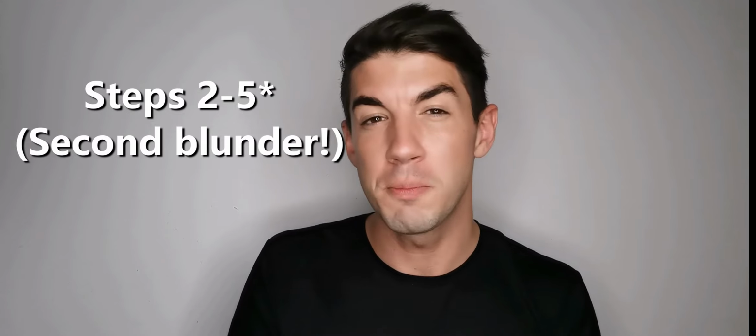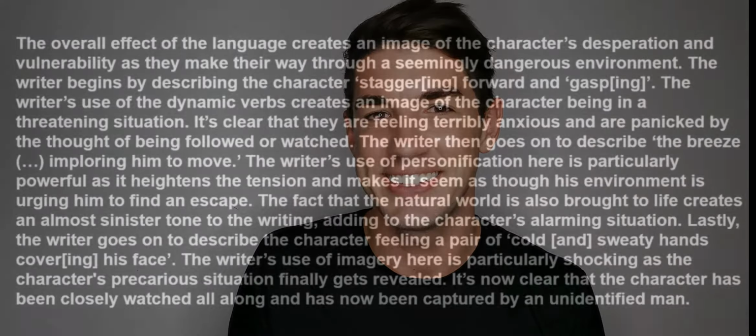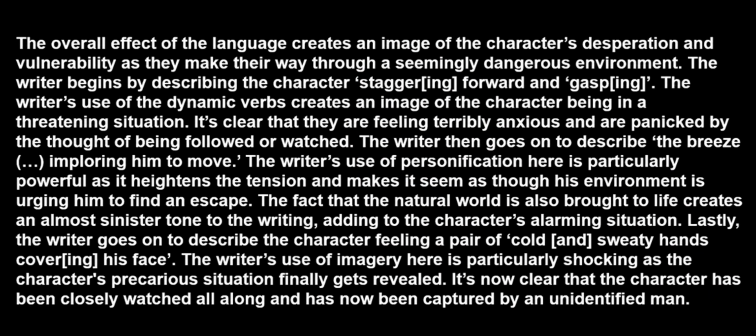So hopefully, if you manage to repeat steps 2 to 4 for both quotations, you should end up with a response which may read something like this. The overall effect of the language creates an image of the character's desperation and vulnerability as they make their way through a seemingly dangerous environment. The writer begins by describing the character staggering forward and gasping. The writer's use of the dynamic verbs creates an image of the character being in a threatening situation. It's clear that they are feeling terribly anxious and are panicked by the thought of being followed or watched.